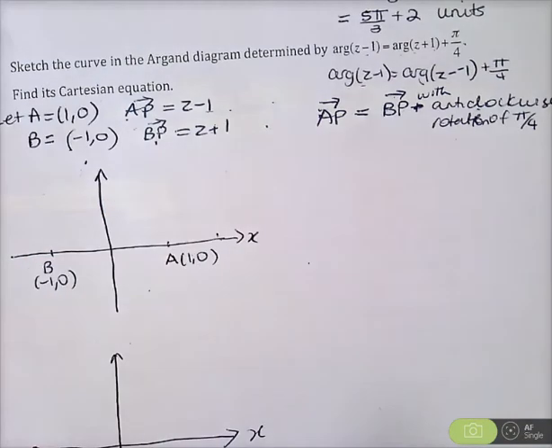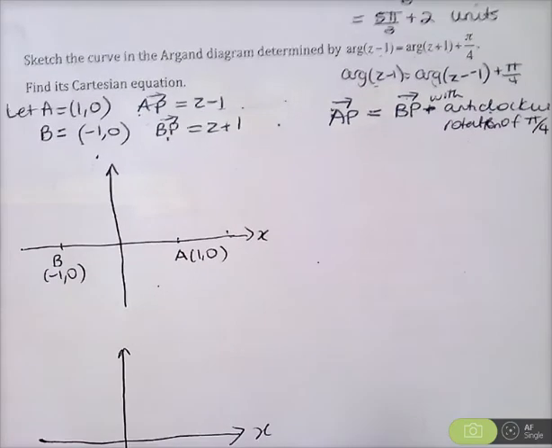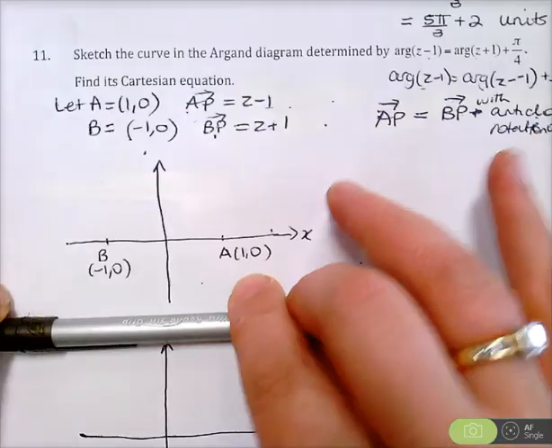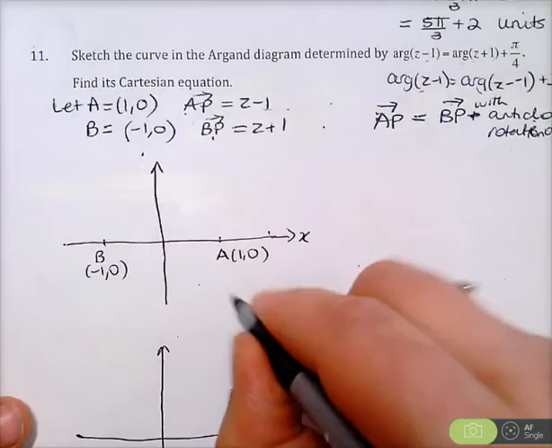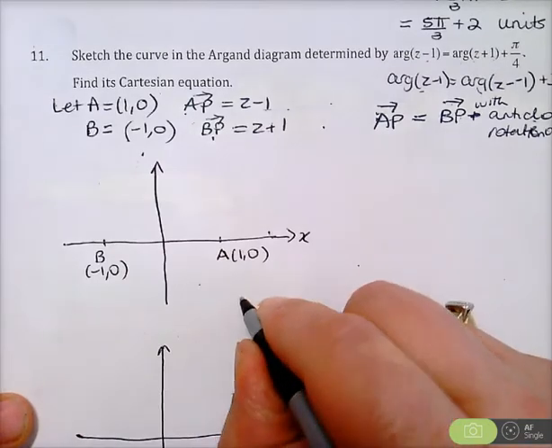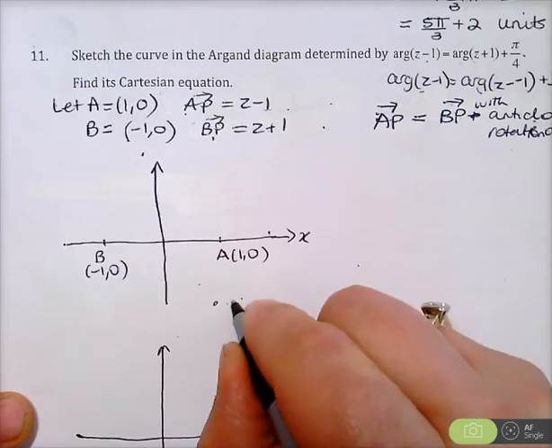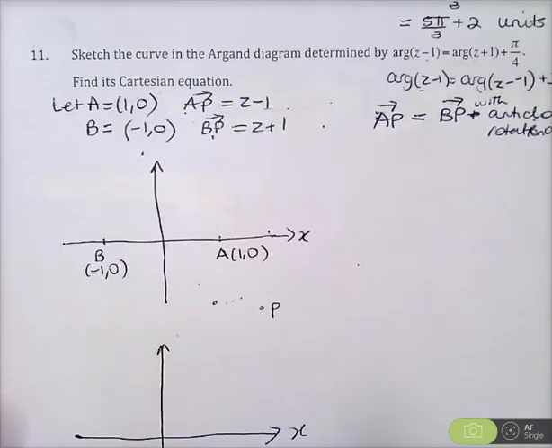Now we've got two choices. Either P is up the top or it's down the bottom of the line. See, P is either going to be up here or down there. So let's look at P down here first. It doesn't matter where I put it. I'm just going to put it down there somewhere.